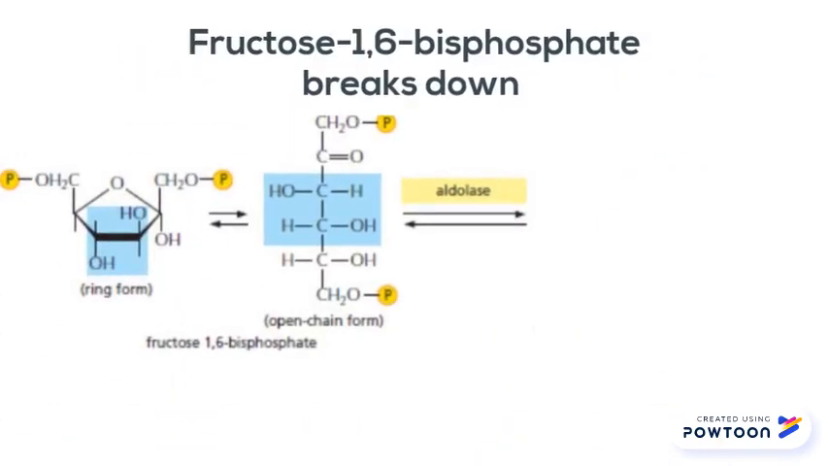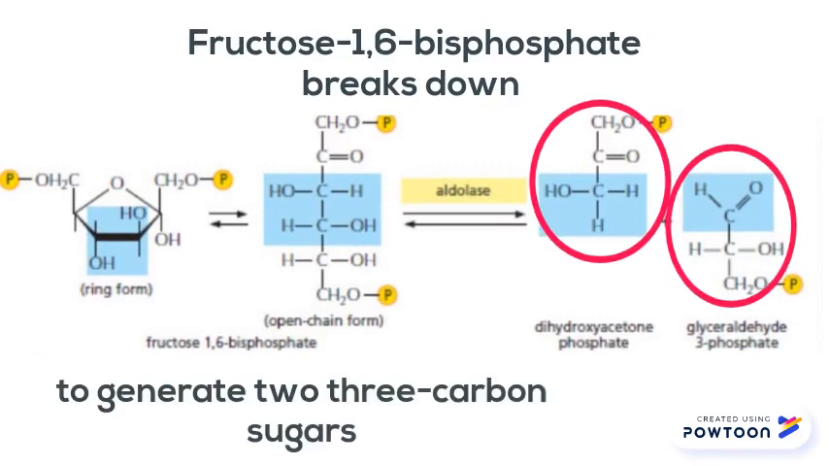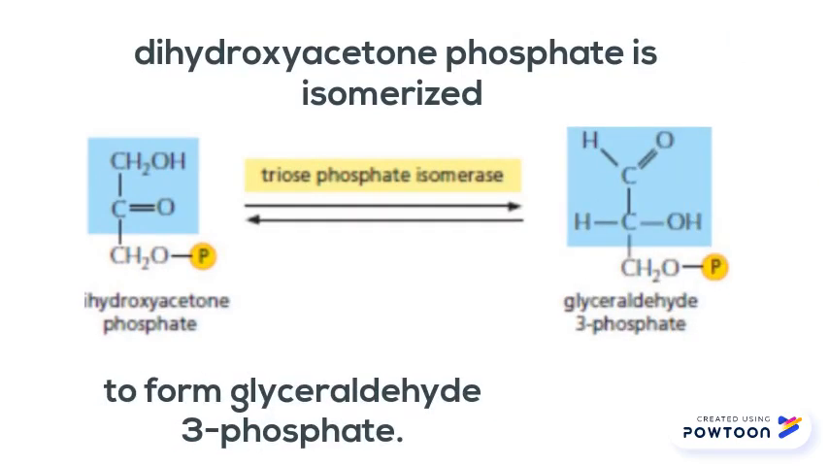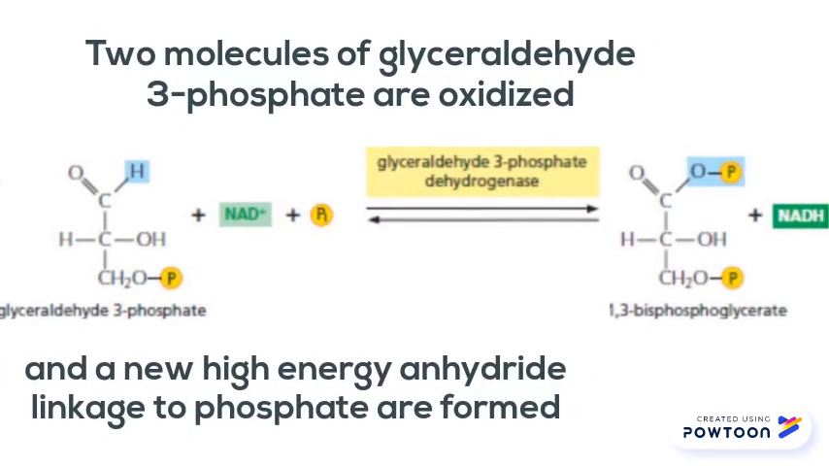Fructose 1,6-bisphosphate breaks down to generate 2 3-carbon sugars, dihydroxyacetone phosphate and glyceraldehyde 3-phosphate. Dihydroxyacetone phosphate is isomerized to form glyceraldehyde 3-phosphate. Two molecules of glyceraldehyde 3-phosphate are oxidized, and a new high-energy anhydride linkage to phosphate is formed.